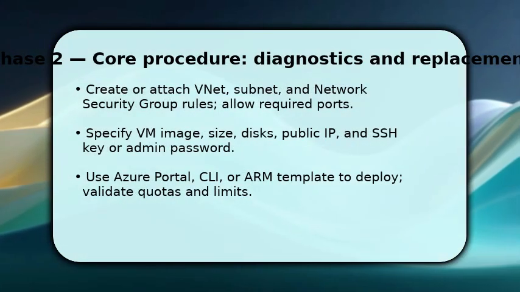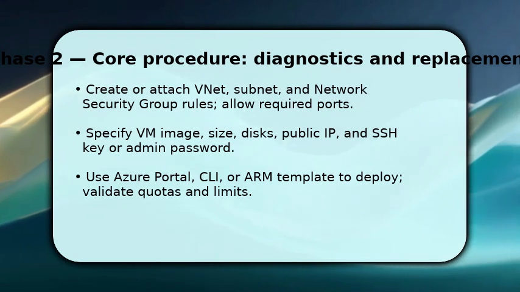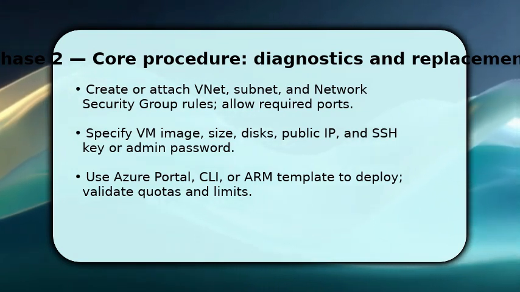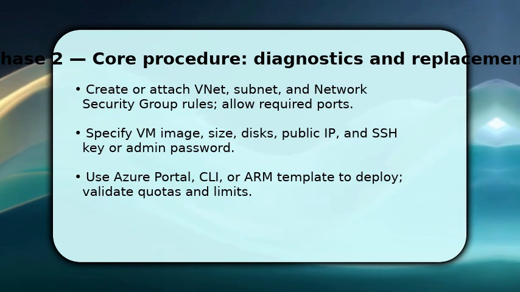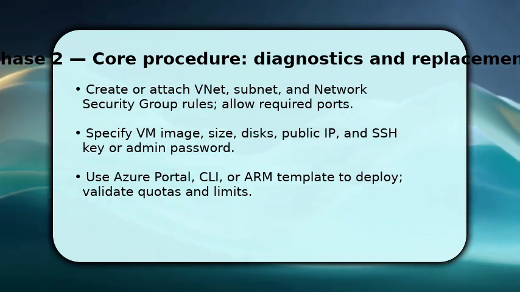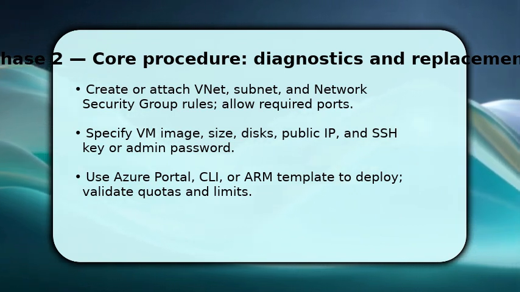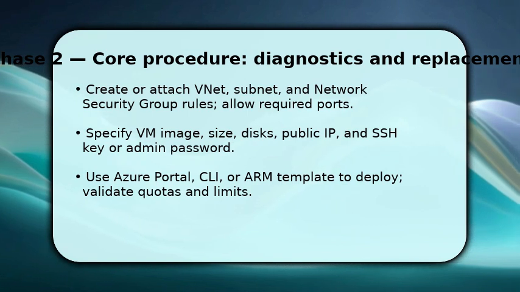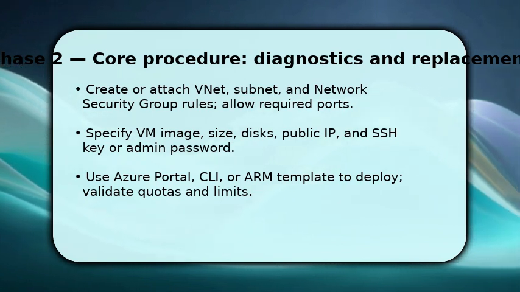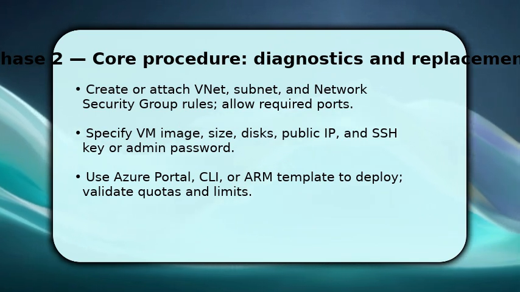You now configure networking and VM details. Define a virtual network and subnet, then add network security group rules to permit SSH or RDP plus app ports. This secures access by default. Choose disks: SSD for performance, HDD for cost savings, and attach a public IP only if necessary. Deploy the VM via Portal, az vm create, or an ARM template to automate repeatability.